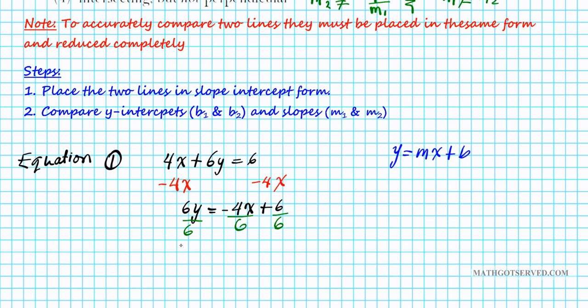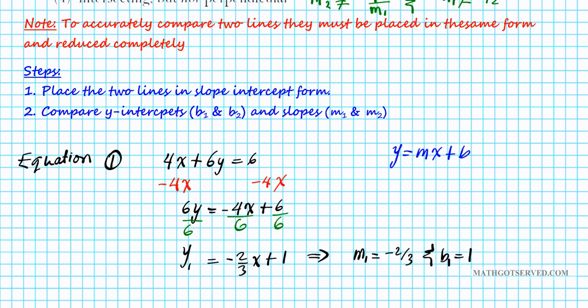I'm going to call this y1, line number 1, is equal to, if you divide this by 2 top and bottom, the GCF, you have negative 2 over 3x plus 6 over 6, which is 1. So this tells me that the slope of line 1, m1, is negative 2/3, and the y-intercept of line 1, b1, is 1.